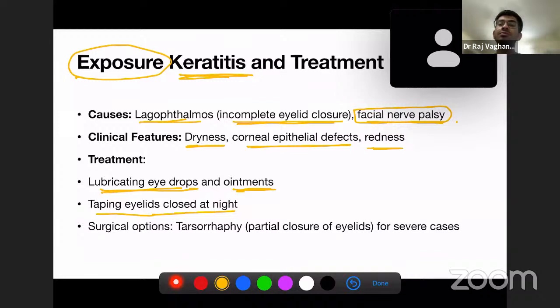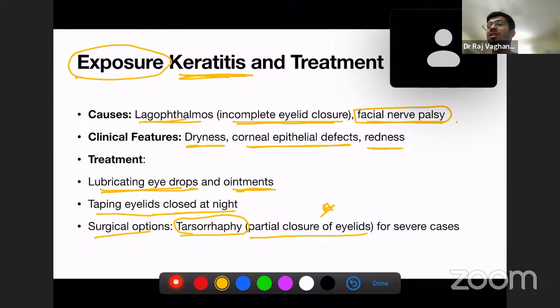Okay. Surgical option is tarsorrhaphy. Tarsorrhaphy is partial closure of eyelids. It is surgery to close your eyelids for severe cases. Tarsorrhaphy is a very important surgery. Just remember the name. You don't have to remember the procedure. Just remember the name, that tarsorrhaphy is done for exposure keratitis.